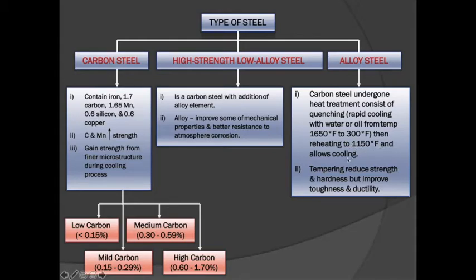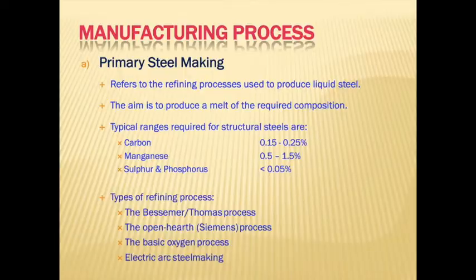And allows cooling. Tempering reduces the strength and hardness. However, it will improve the toughness and also the ductility. Right, so that is why in the steel, we are going to add up this alloy in order to get the ductile property.